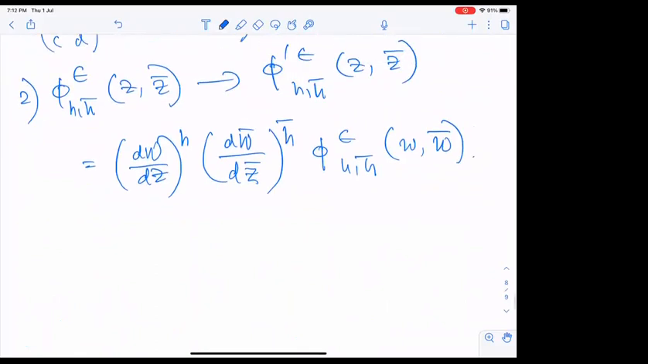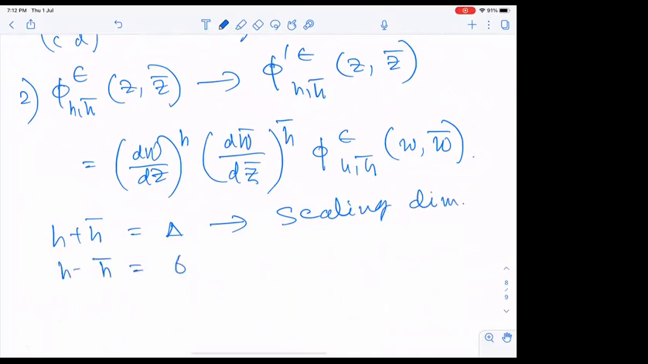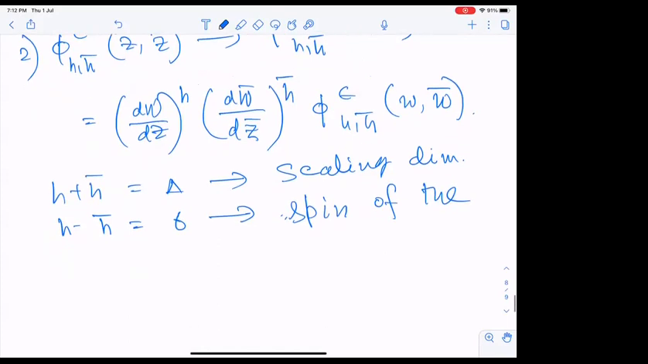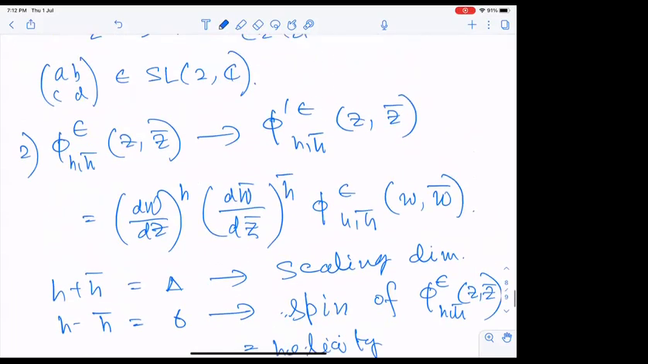This actually shows that H plus H bar equals delta, which is the scaling dimension or the conformal dimension, and H minus H bar equals sigma. That is the two-dimensional spin, and it is also equal to the helicity, the spin of the massless particle phi epsilon. We know that sigma is the helicity.